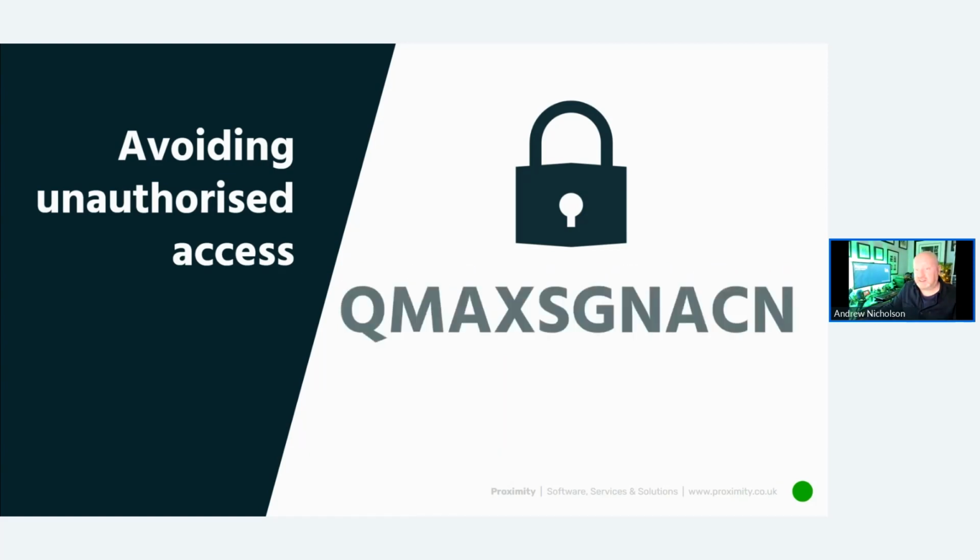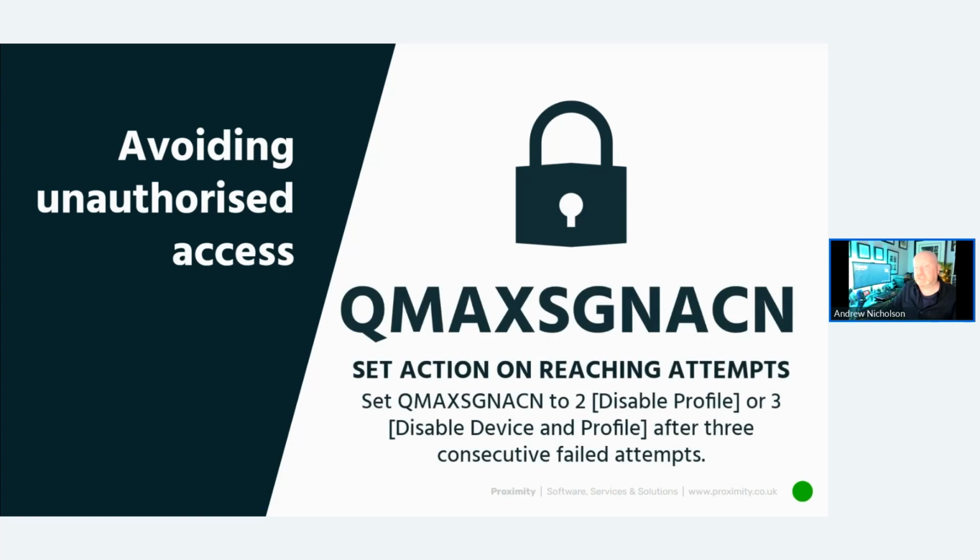Next, you could consider the action on reaching maximum attempts. There's a system value for this too. You may set the action when sign-on attempts reached to system value on 2 to disable profile or 3 to disable device and profile. Now, with attempts limits in place, you may wish to look at the passwords themselves.